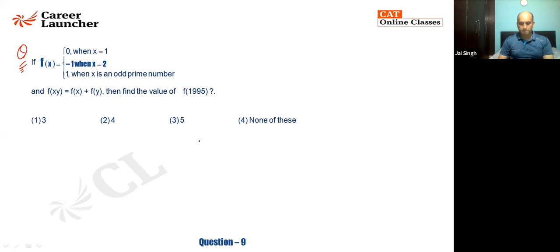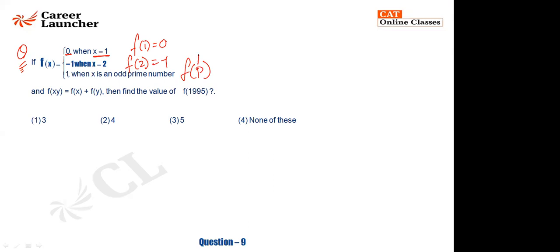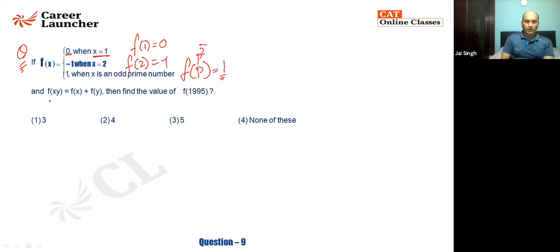So here I go. It is saying whenever you are putting x is equal to 1, f1 is equal to 0. Fine. When it is 2, it is minus 1. If it is a prime number other than 2, then it is 1. I know f of xy is equal to fx plus fy.